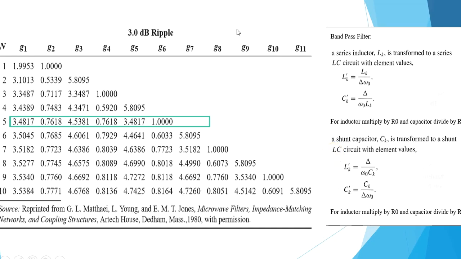With n equal to 5 in 3 dB ripples, the g values can be found. Next, these are the formulas for the series LC circuits and also the shunt LC circuits. For the series LC circuits and also the shunt LC circuits, substitute in the g values, the delta value and also the angular frequency value in order to get the values of inductors and capacitors.